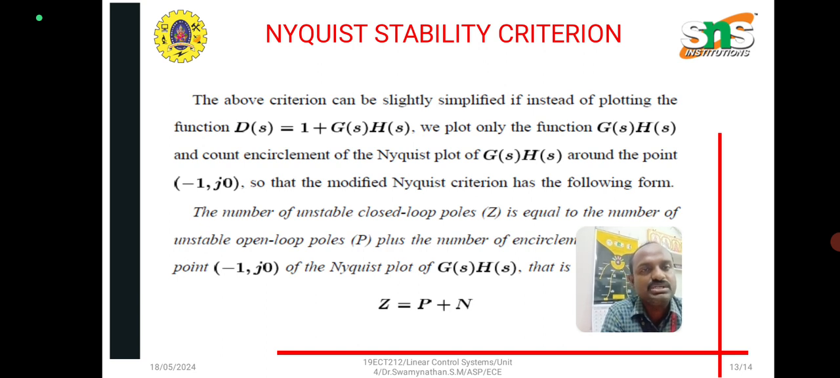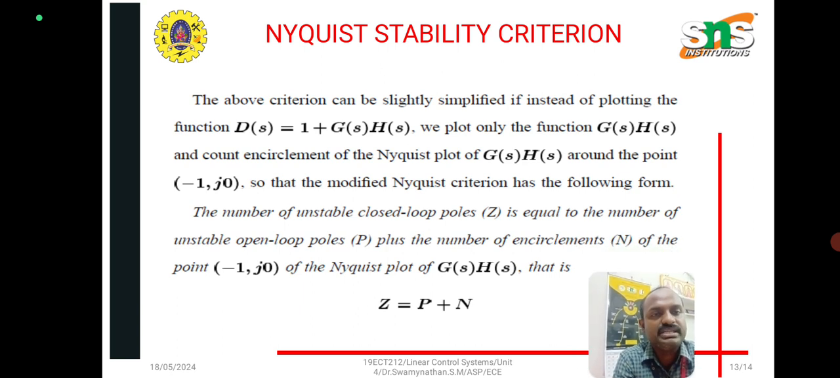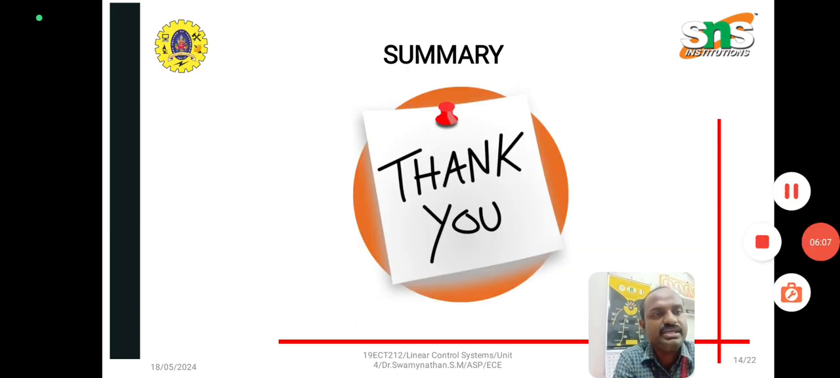So Z is equal to P plus N. Z is nothing but the zeros, P is nothing but the poles, and N is nothing but the number of encirclements of the point minus 1 comma j0. So these are the Nyquist stability criterion conditions.